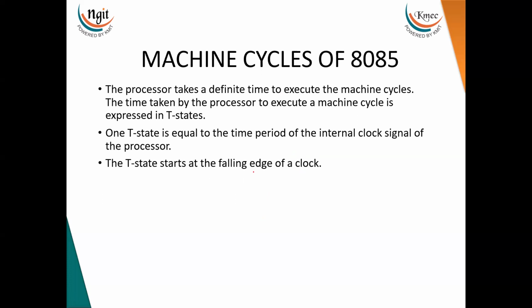Before that, the processor takes a definite time to execute a machine cycle. The time taken by the processor to execute a machine cycle is expressed in T states. Instruction cycles are divided into machine cycles, and these machine cycles we represent using T states. One T state is equal to the time period of the internal clock signal of the processor, and the T state starts at the falling edge of the clock.